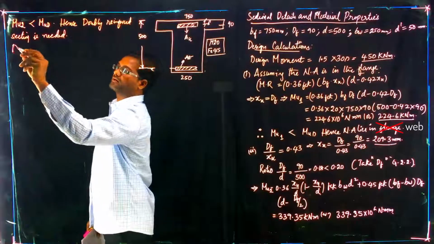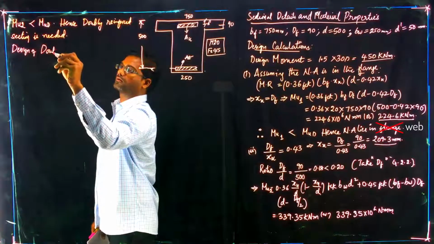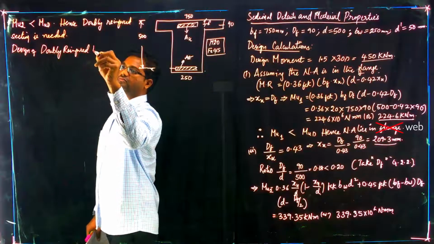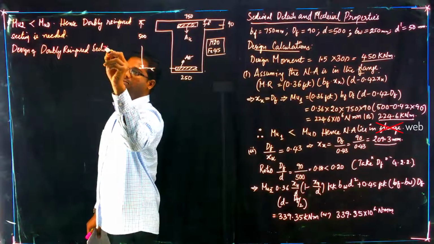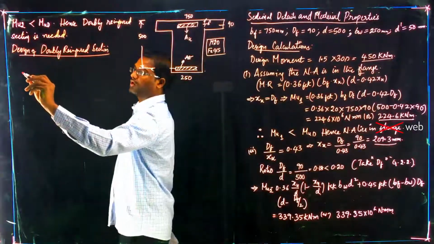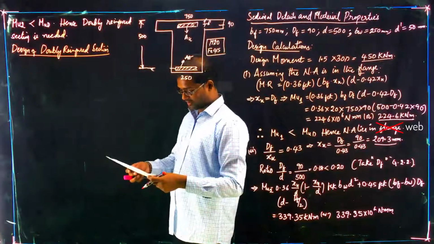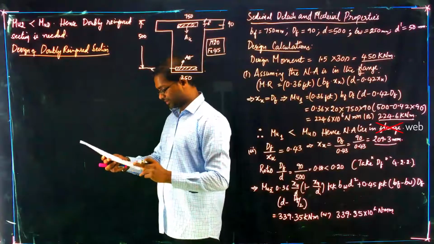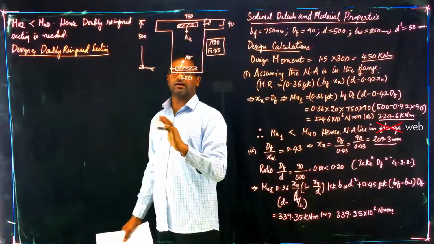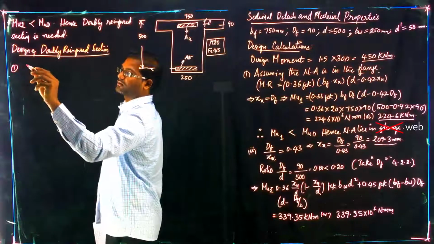Now the design of the doubly reinforced section is done by, now recall the design steps which we have done when we were doing a doubly reinforced beam. So we will first calculate Ast1 by equating the compressive forces and tensile forces. Step number 1.